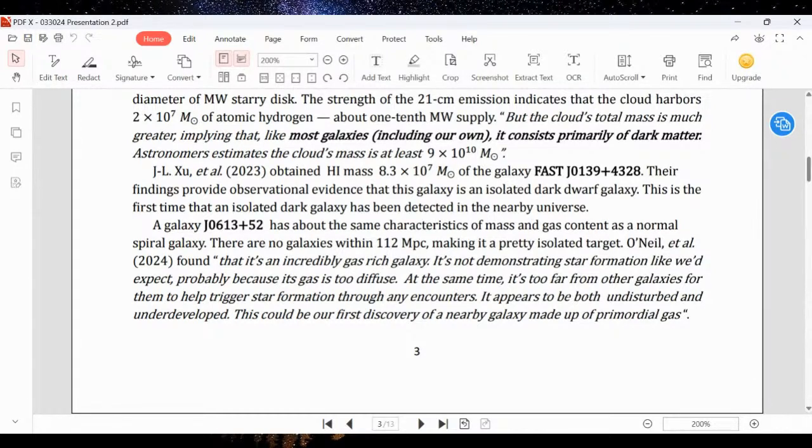O'Neill et al. found that it is an incredibly gas-rich galaxy. It is not demonstrating star formation like we'd expect, probably because its gas is too diffuse. At the same time, it's too far from other galaxies for them to help trigger star formation through any encounters. It appears to be both undisturbed and undeveloped. This could be our first discovery of a nearby galaxy made up of primordial gas.